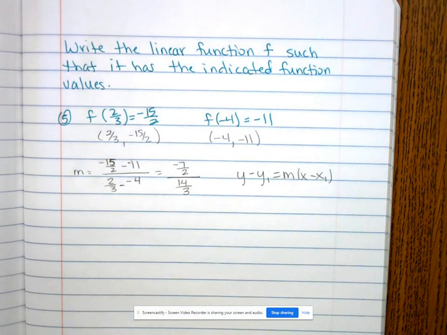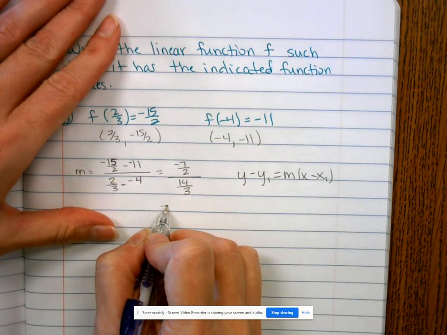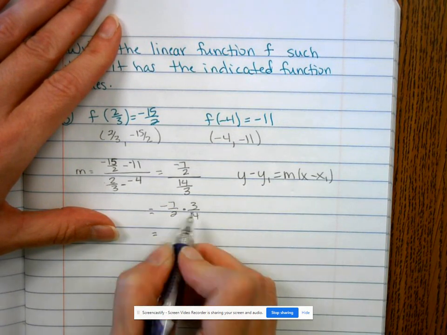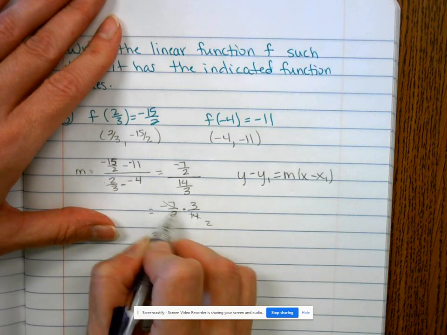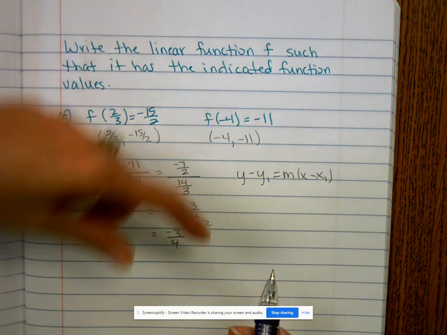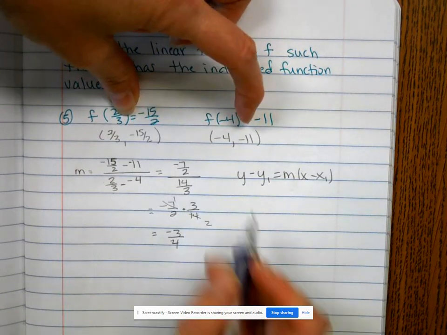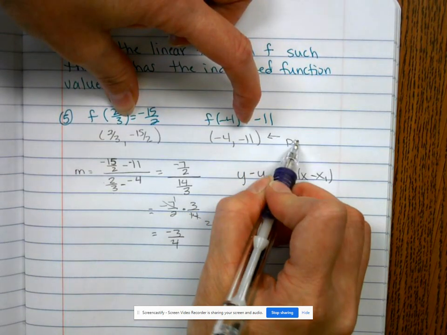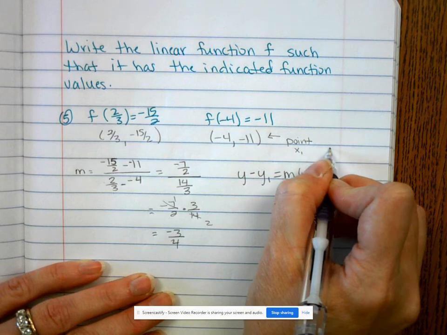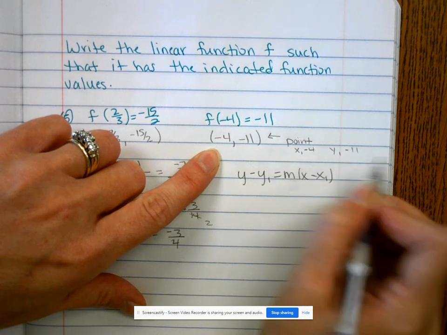Now we're going to multiply by the reciprocal, so we have -7/2 times 3/14, and we can cancel here, so -3/4 ultimately. Once you have your slope, pick one of your points. Now, why on earth would you pick fractions if you don't need to? So I'm going to pick this as my point so that I can plug in an x1 and a y1 to my formula. So x1 is -4 and y1 is -11.